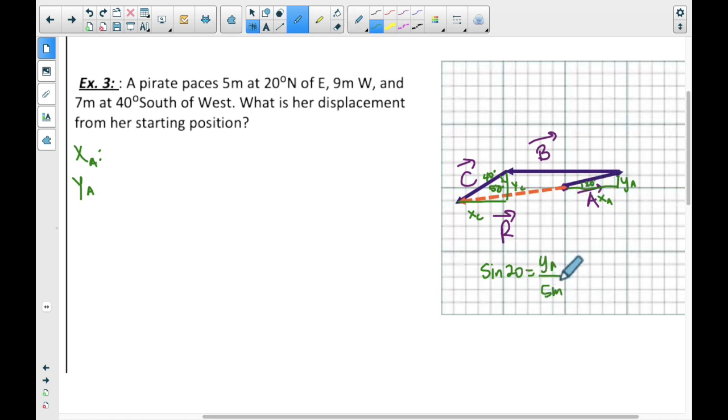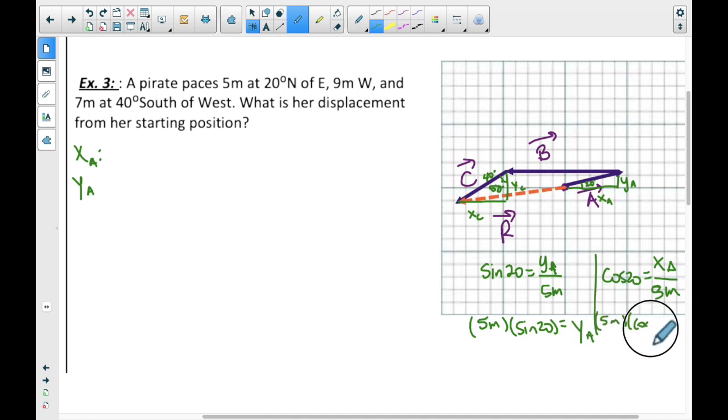Now, if we are solving for Y sub A, which is what we need to do, then we can multiply both sides by 5 meters. And so we get 5 meters times the sine of 20 is equal to Y sub A. And that's what we need. Also, if we looked at the cosine of 20, cosine is adjacent over hypotenuse. That's going to be X sub A over 5 meters. So if we multiply both sides by 5 meters, we get 5 meters times the cosine of 20 is equal to X sub A.